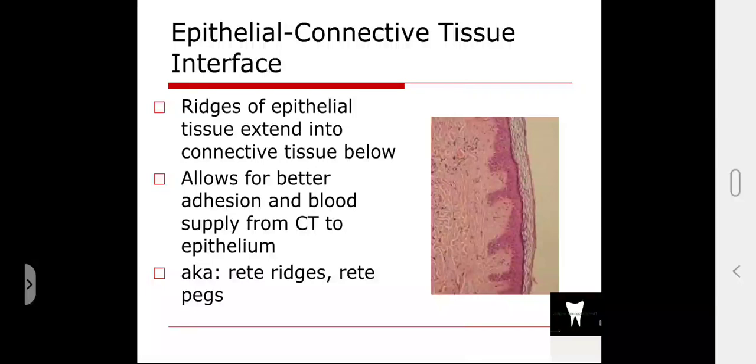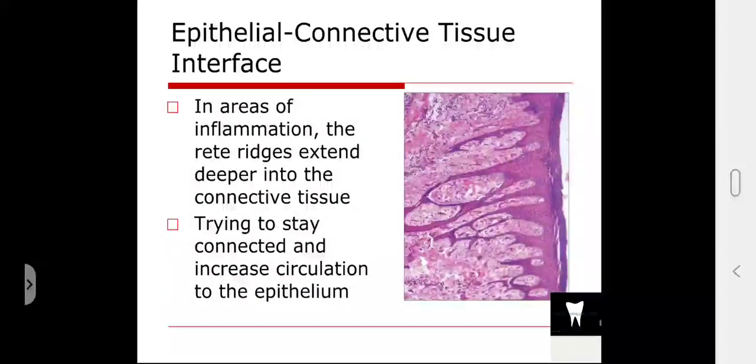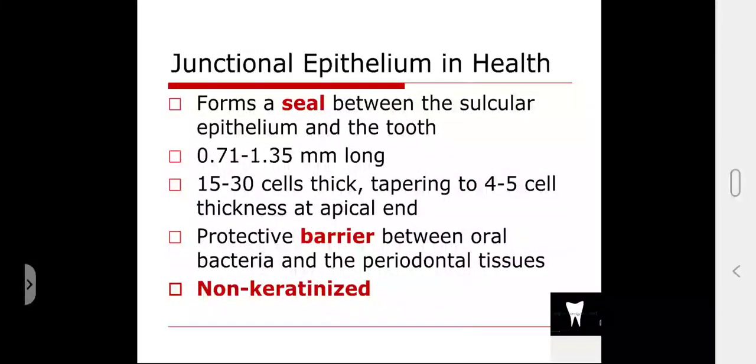The epithelial-connective tissue interface. So the ridges of the epithelial tissue extend into the CT, or the connective tissue below. What this allows for is better adhesion and blood supply from the connective tissue to the epithelium. Another name is rete ridges or rete pegs. When there's inflammation, however, the balance is thrown off now. These rete ridges extend deeper into the connective tissue. They're trying to stay connected and increase circulation to the epithelium. That's what they're trying to do.